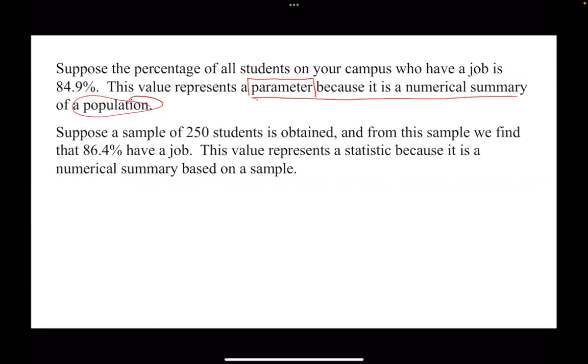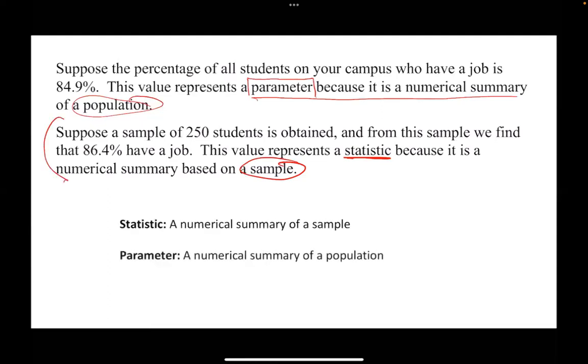So suppose now we have 250 students that we took a sample of, and from the sample, we found that 86.4% have a job. So this is a statistic because it's based on a sample. So there's the difference there. One of them is we poll all students and find that 84.9% of all students have a job, but this one is just based on the sample of 250. So here's the two things on one page. A statistic is a summary of a sample. A parameter is a summary of a population. I'll give you a second to write it down, then we will move on.